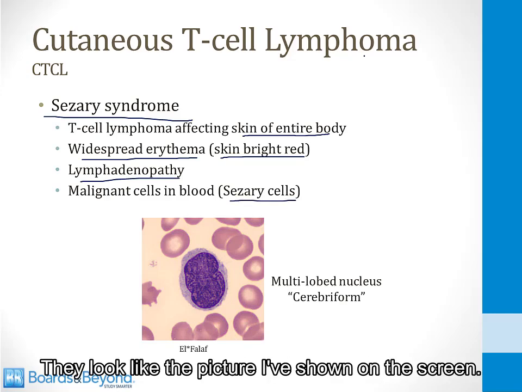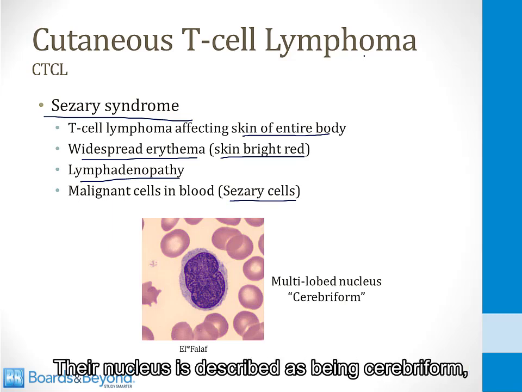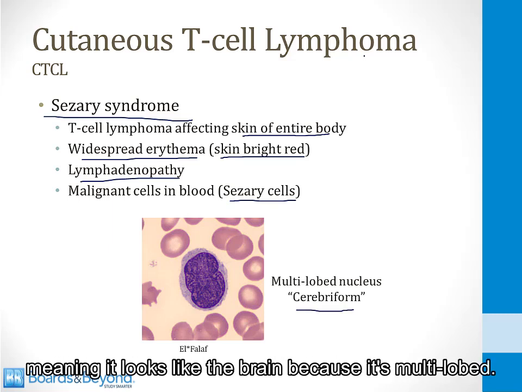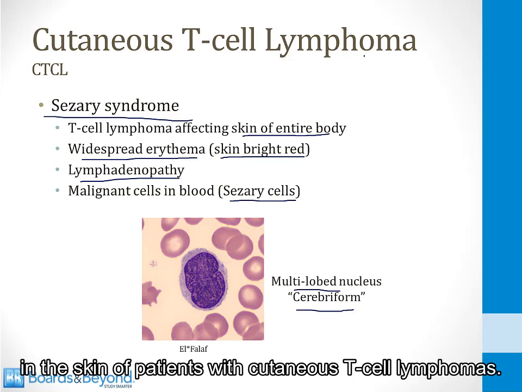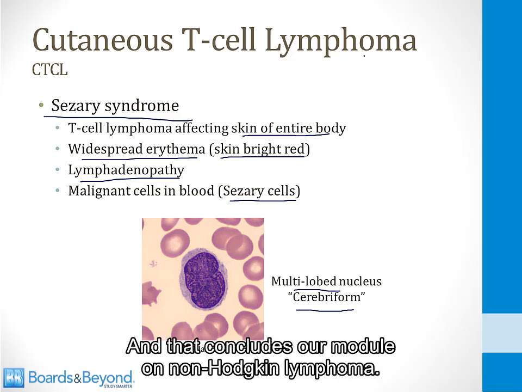They look like the picture I've shown on the screen. Their nucleus is described as being cerebriform, meaning it looks like the brain because it's multi-lobed. You can also see cells like this in the skin of patients with cutaneous T-cell lymphomas. And that concludes our module on non-Hodgkin lymphoma.